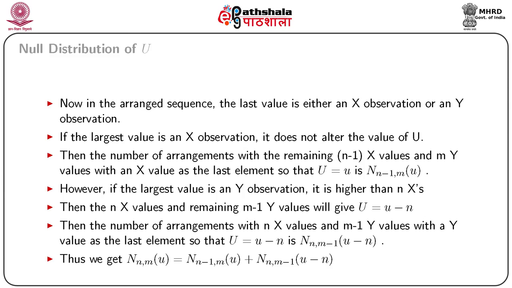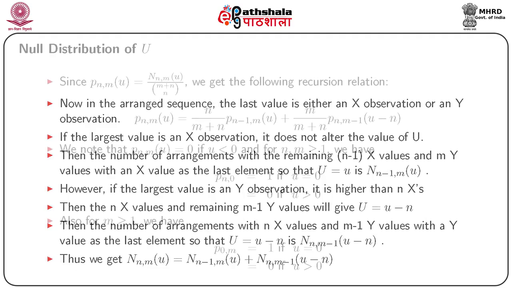However, if the largest value is a y observation, it is higher than n x's. Then the n x values and the remaining m-1 y values will give U equal to small u minus n. Then the number of arrangements with n x values and m-1 y values with a y value as the last element, so that U equal to small u minus n, is N_{n,m-1}(u-n). Thus, we get N_{n,m}(u) is the sum of N_{n-1,m}(u) plus N_{n,m-1}(u-n).